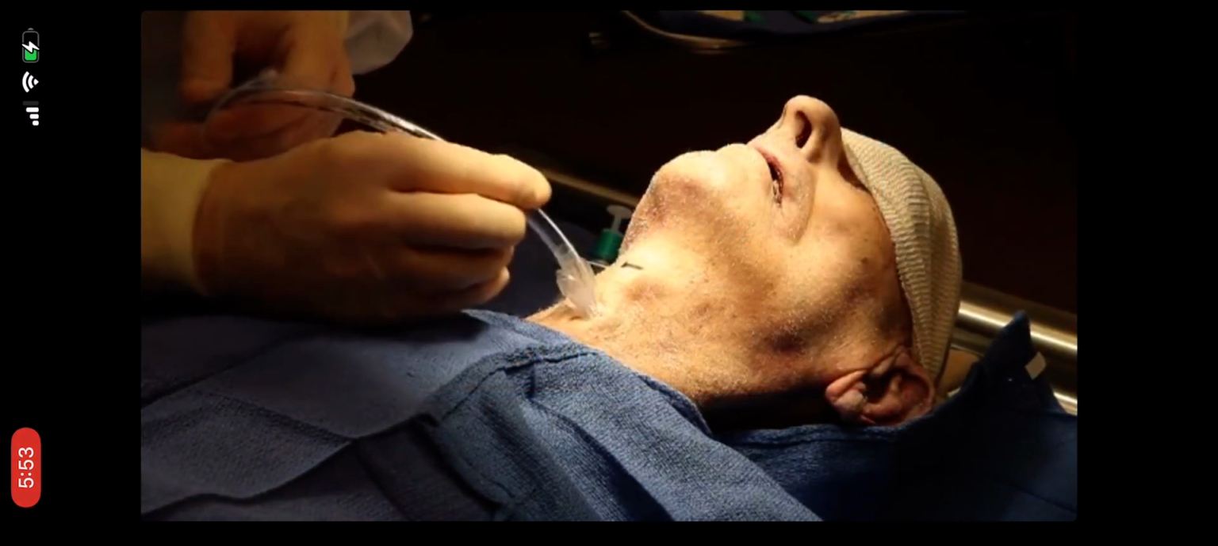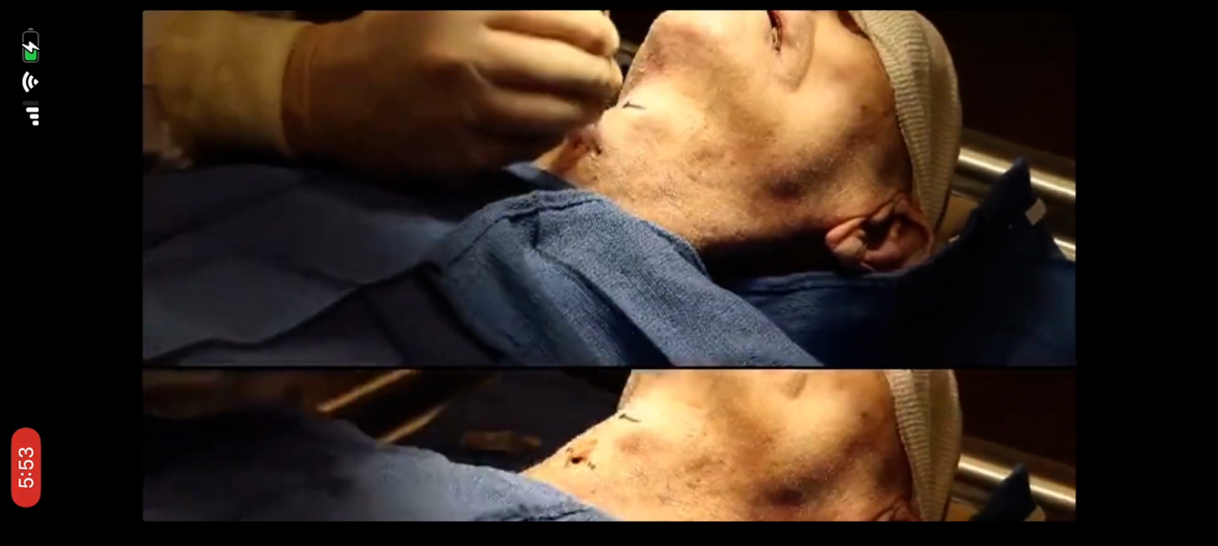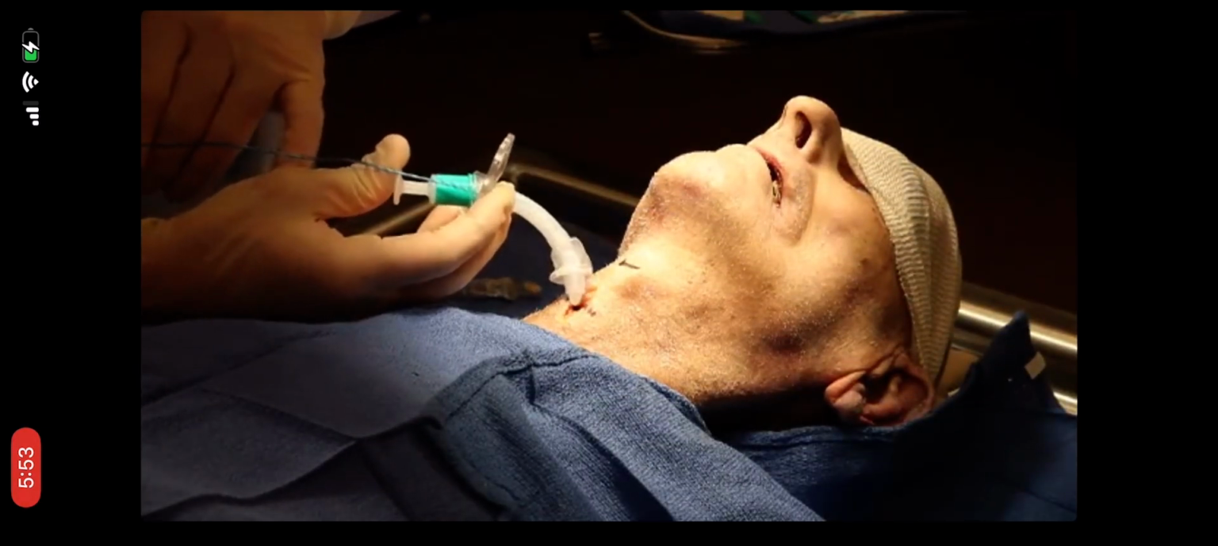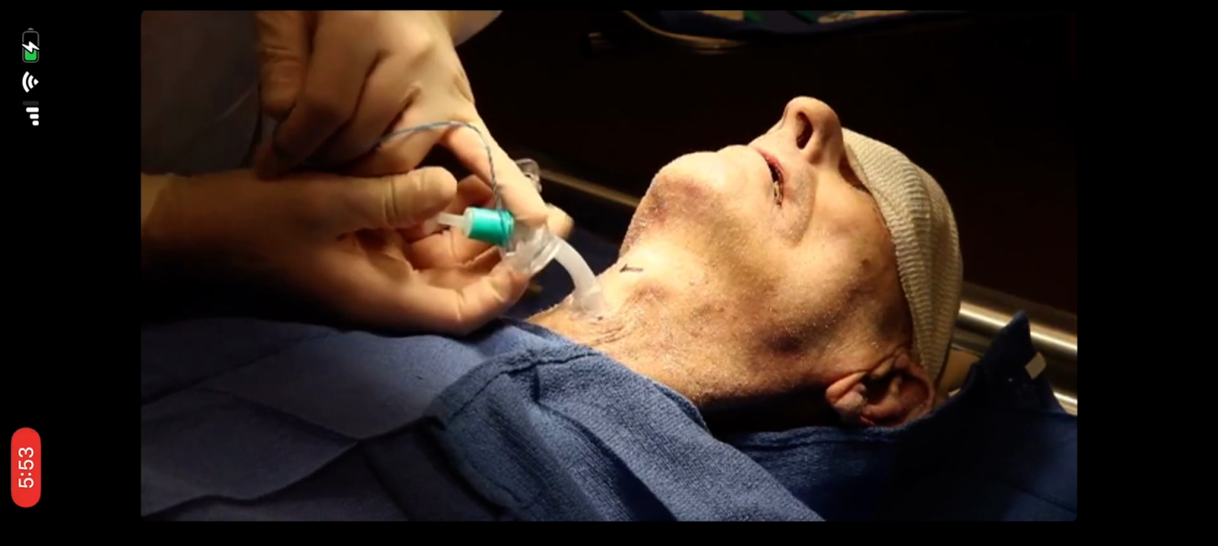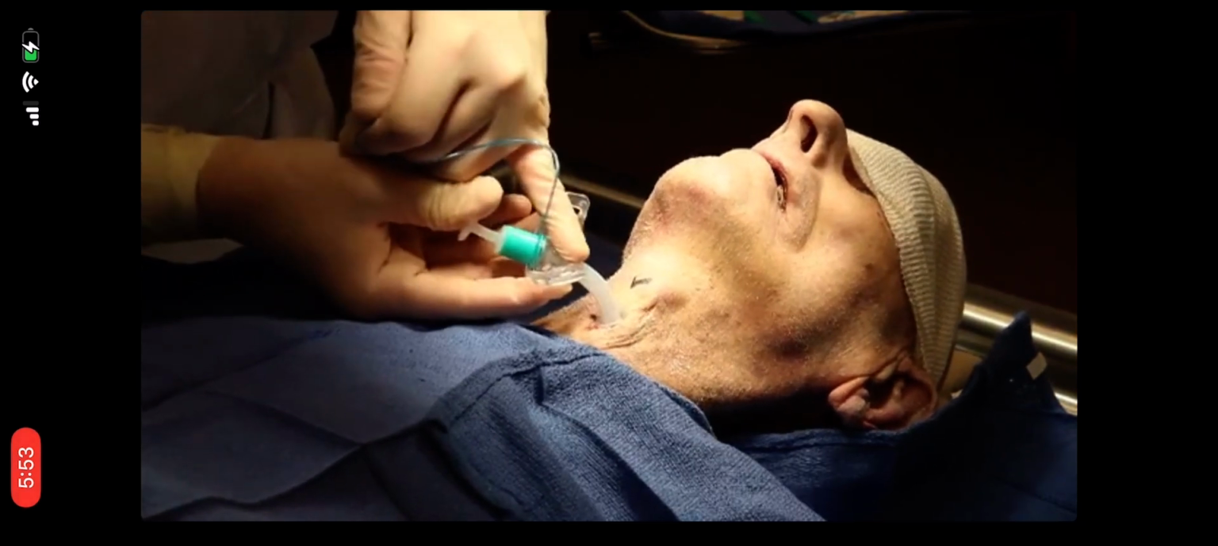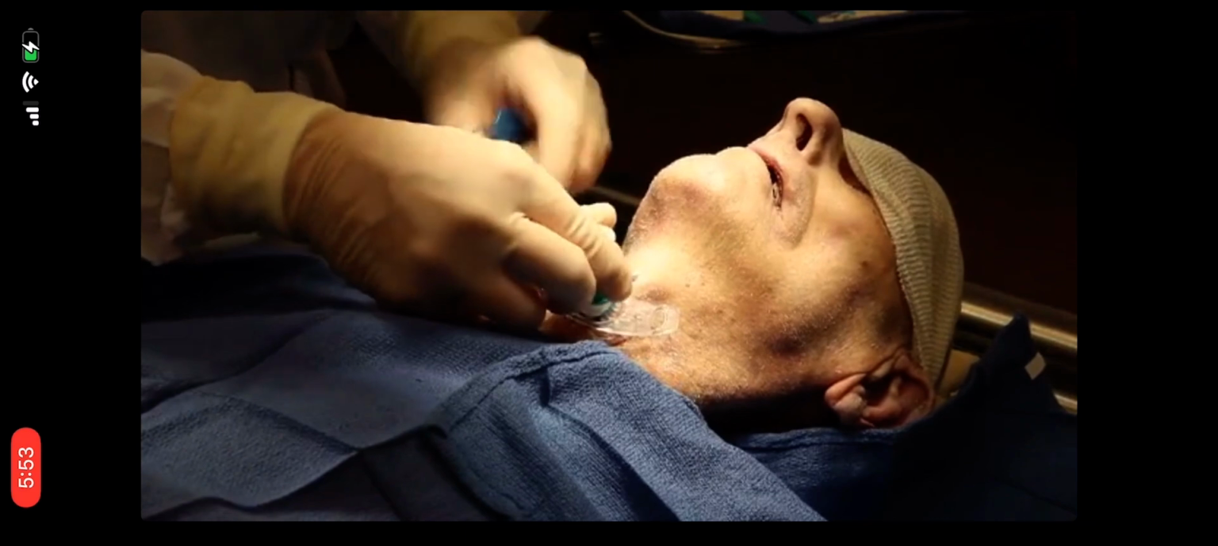An appropriately sized, cuffed endotracheal or tracheostomy tube, usually a number 5 or 6, is inserted into the cricothyroid membrane incision, directing the tube distally into the trachea.